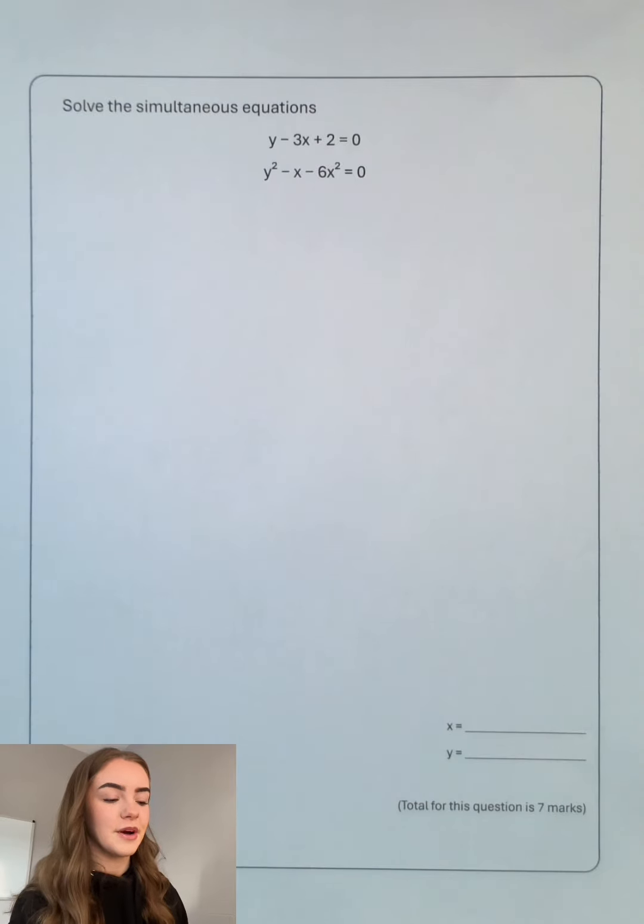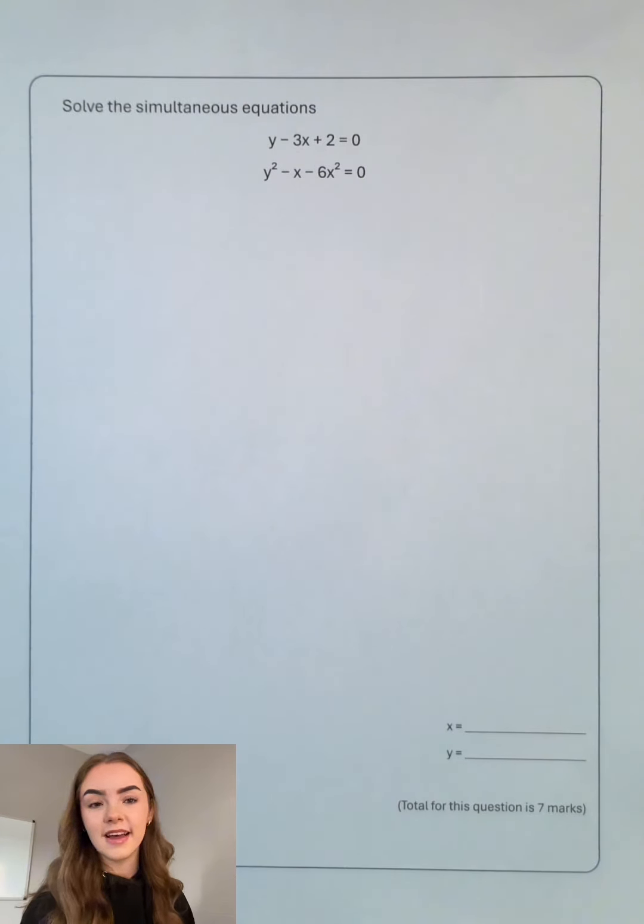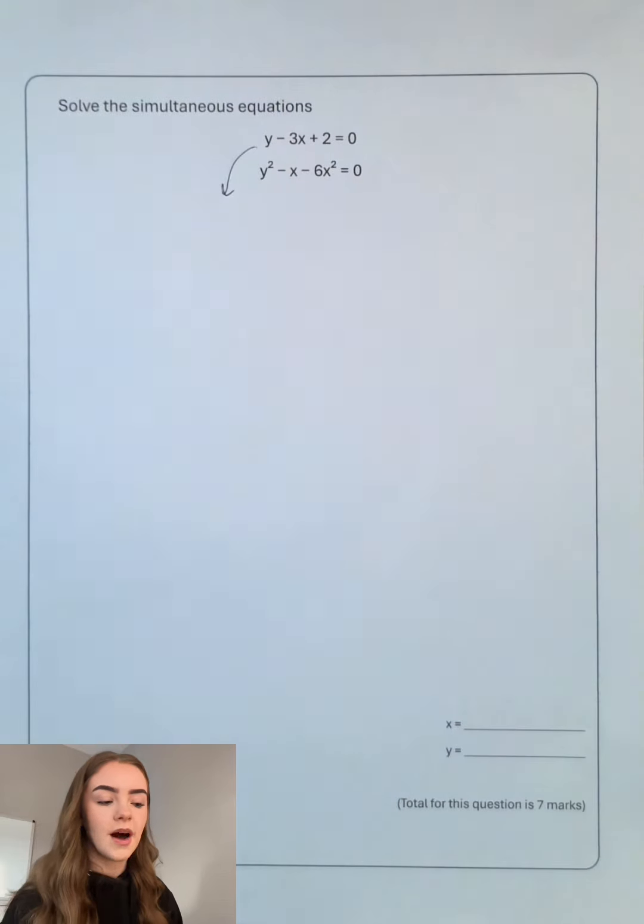Solve the simultaneous equations y minus 3x plus 2 equals 0 and y squared minus x minus 6x squared equals 0. The easiest way to solve simultaneous equations like these ones is by substitution. Let's rearrange the first equation so that y is our subject.